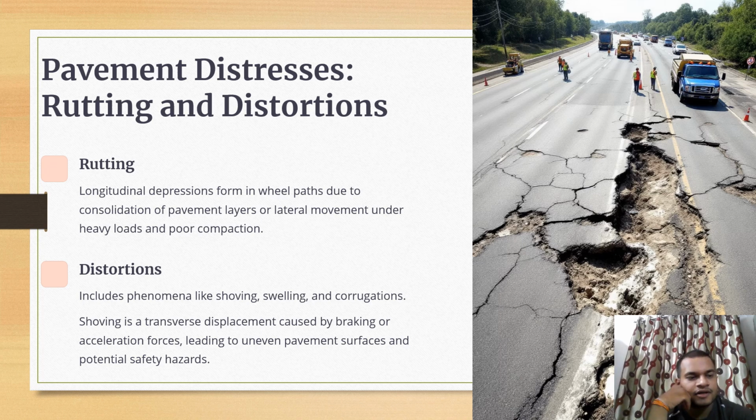First we'll talk about rutting. What is rutting or how does it look like? It is a long, shallow depression along the path where the tires of vehicles usually move. It happens when heavy vehicles like trucks push down the pavement over time, or the layers under the road might not be strong or compacted properly. That's why the rutting happens.